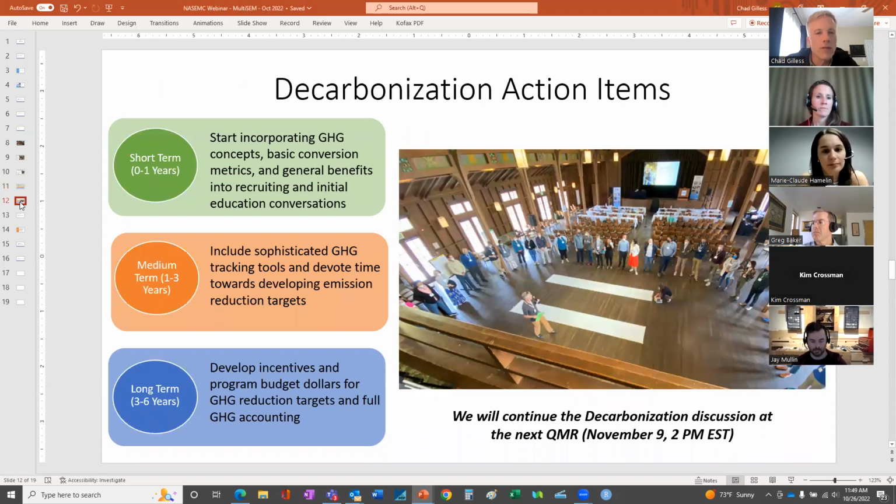To Wendy's point, we'll continue the decarbonization discussion at our next QMR. Is that November 9th? We will get back to you all on what the date is. I was just trying to find that date, and now it's in this slide. So we will have a QMR for members, which may or may not be on November 9th. It is November 9th. Great, everybody. Look forward to November 9th, 2 p.m. Eastern, 11 o'clock Pacific. And we will be continuing that conversation.